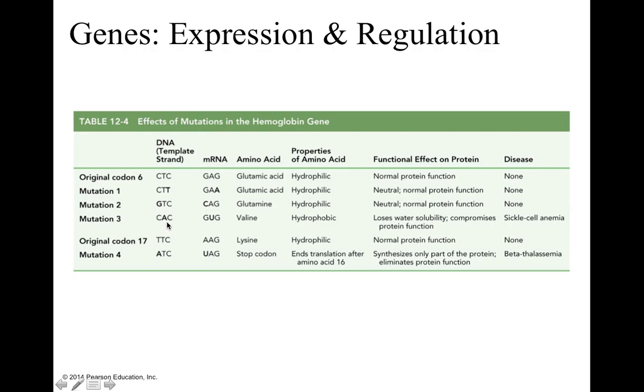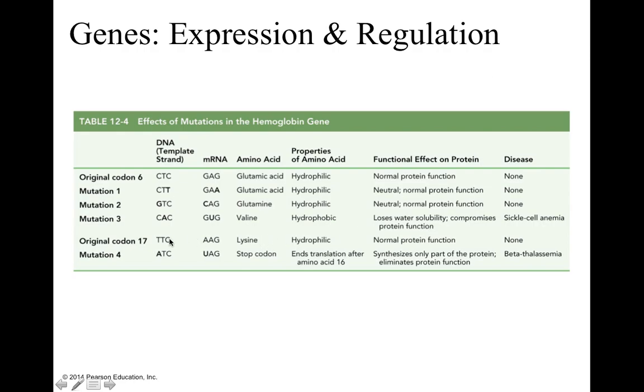But CAC instead of CTC allows us to make GUG in the mRNA, which codes for valine. And valine is hydrophobic, so it's a complete change of the way that that protein is going to function. So it's going to lose its solubility in water and cause sickle cell anemia.